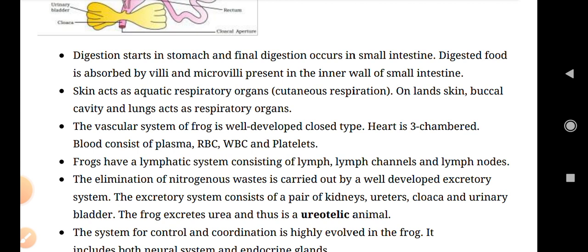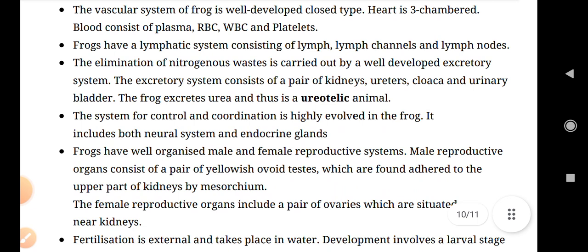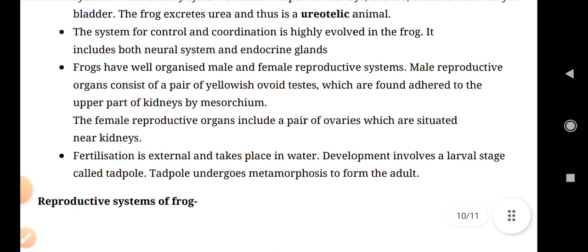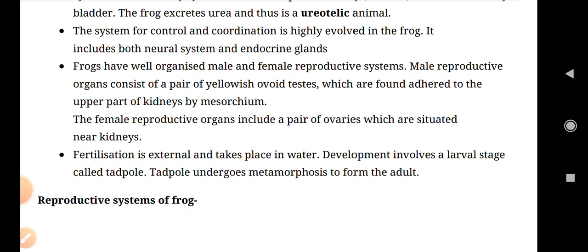Excretory system consists of a pair of kidneys, ureters, cloaca, and urinary bladder. Frog excretes urea and thus is a ureotelic animal. System for control and coordination is highly evolved in a frog. It includes both neural system and endocrine glands.